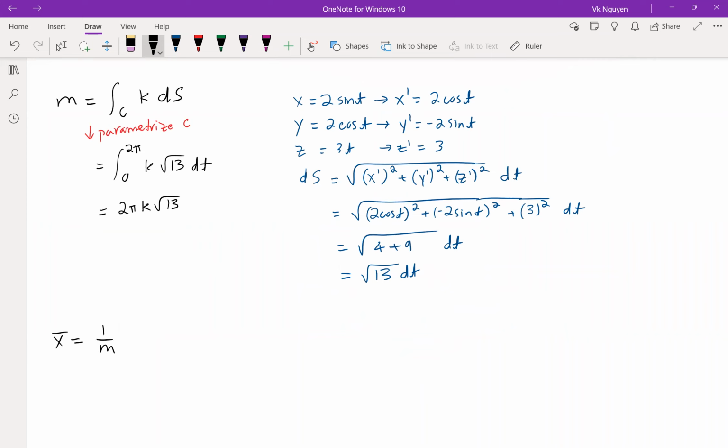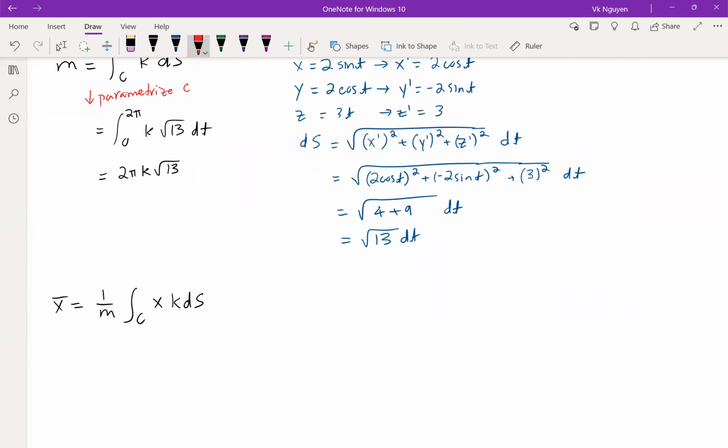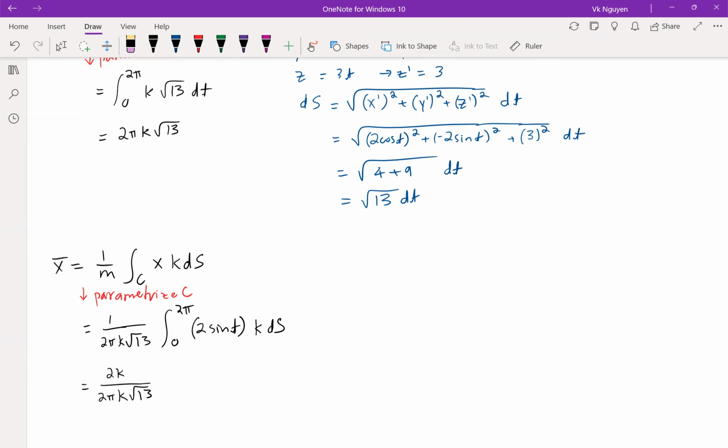x bar is 1 over the mass, integral over the curve C, x times density times arc length. Okay, same thing here. In order to do this one, you got to parameterize C. Well, we already know the mass, so it's going to be 1 over 2 pi k root of 13, 0 to 2 pi. When you parameterize, x is 2 sine t, k. Oh, the ds there. Yeah. I've got to sub it in as root of 13 dt. Sub everything in here.